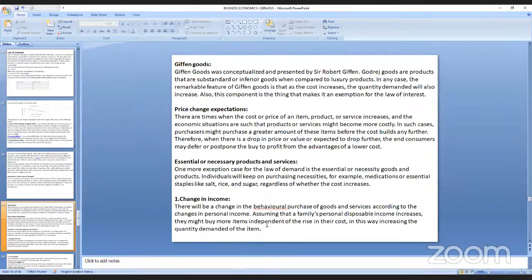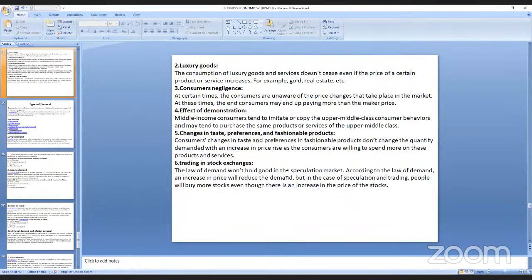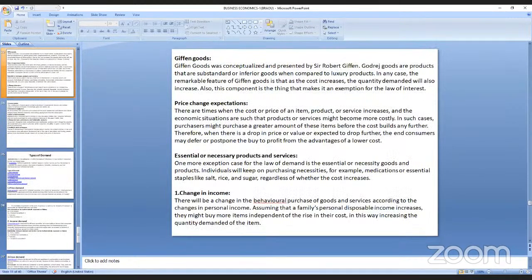Are you getting that? Change in the income. Hello? Yes, ma'am. It's clear and understood? Yes, ma'am. So now we'll go to the change in the income.